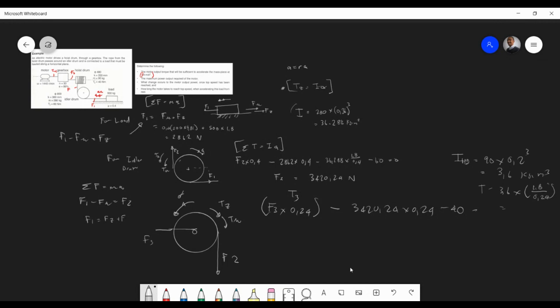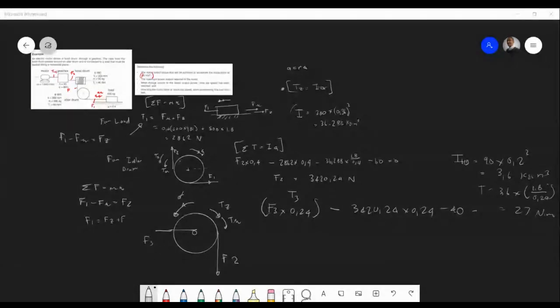And if you find that, you should get, so that's 3.6 times 1.8 over 0.24, 27, I think. Yeah, 27 Newton meter. So we have 27 Newton meter to overcome inertia.